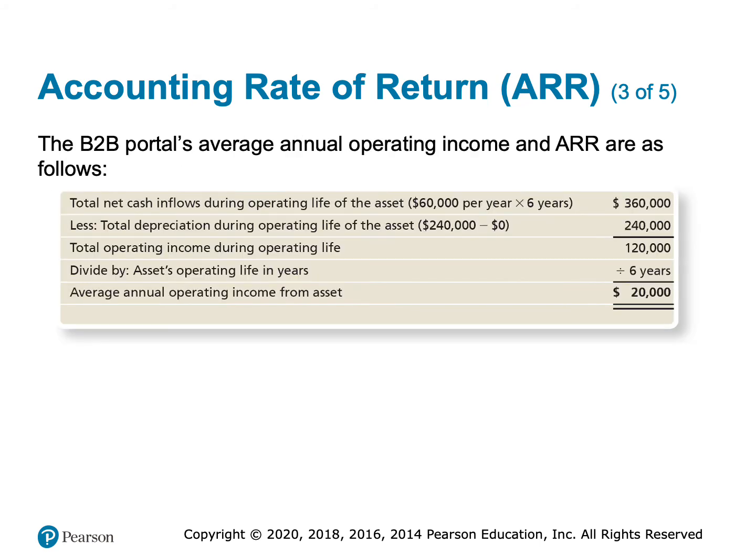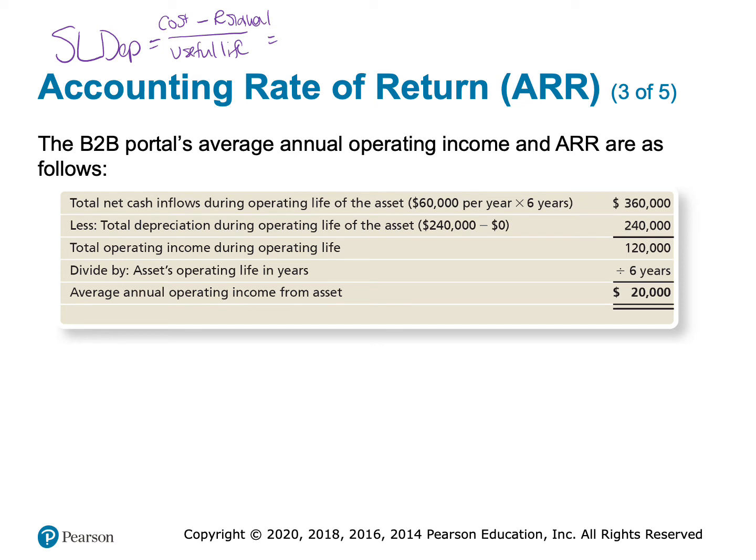So let's first look at the B2B portal. So we know that our annual net cash inflow is $60,000 per year. So we were given that. So we need to calculate the depreciation. So I'm going to write this up here. So straight line depreciation, remember we learned this back in financial accounting. Straight line depreciation is equal to the cost of the asset minus the residual value divided by the useful life.